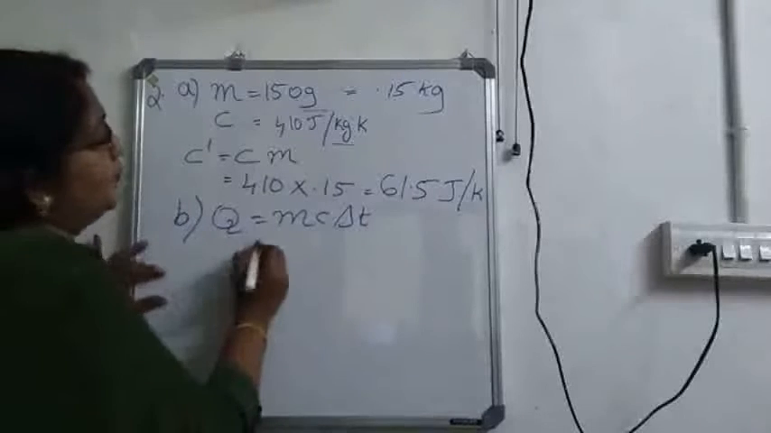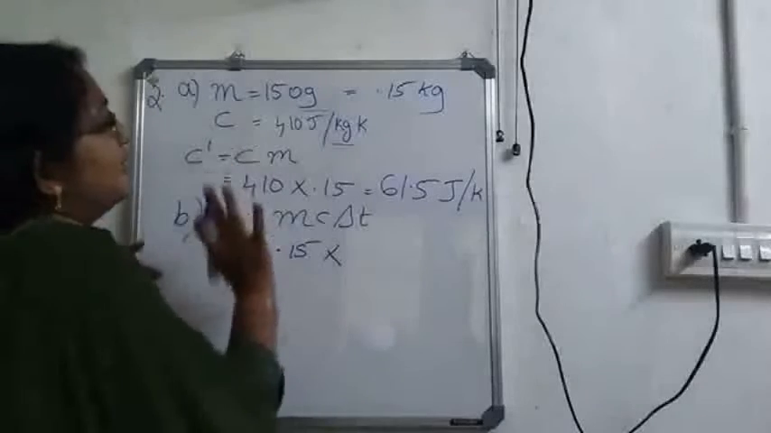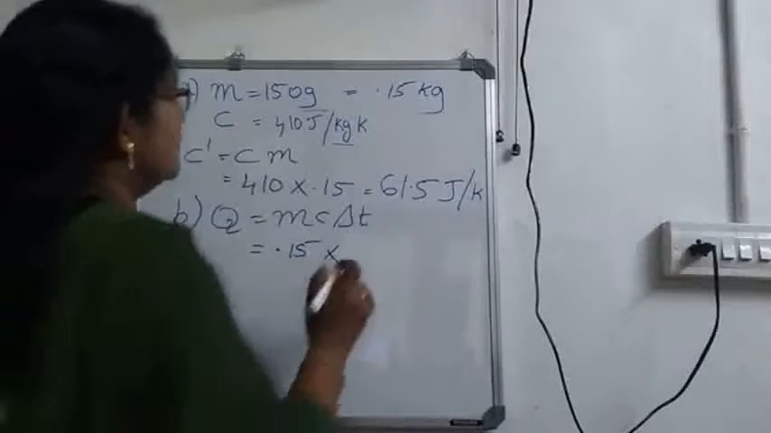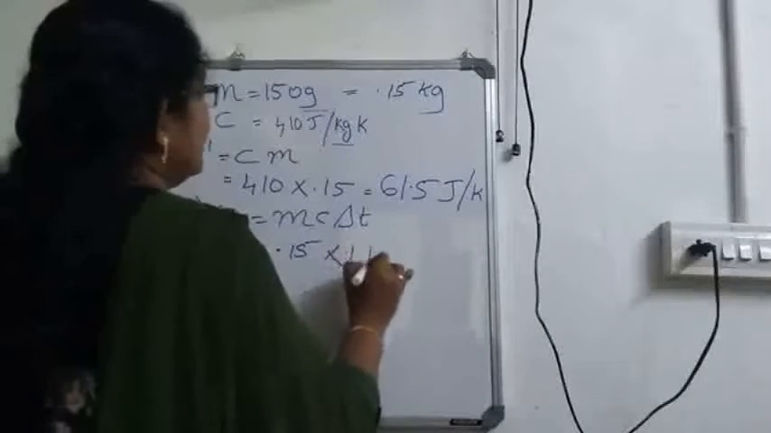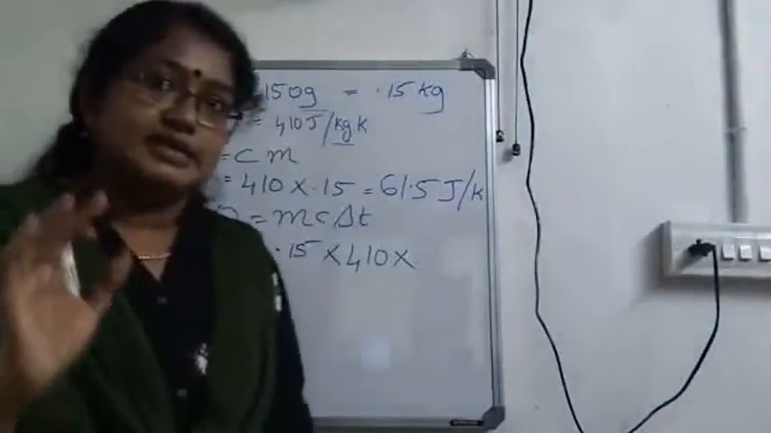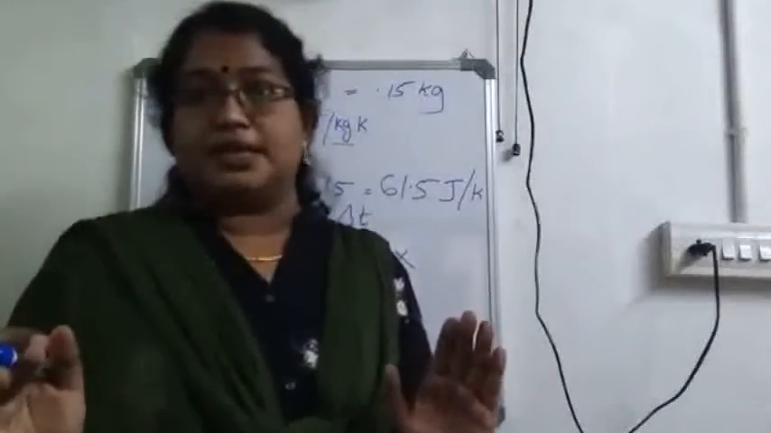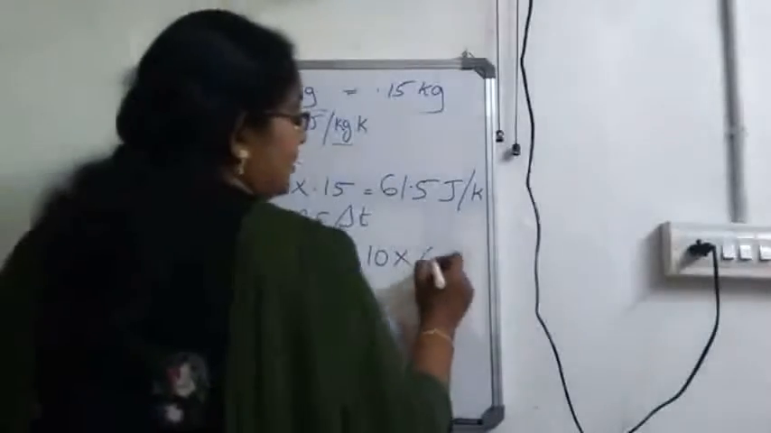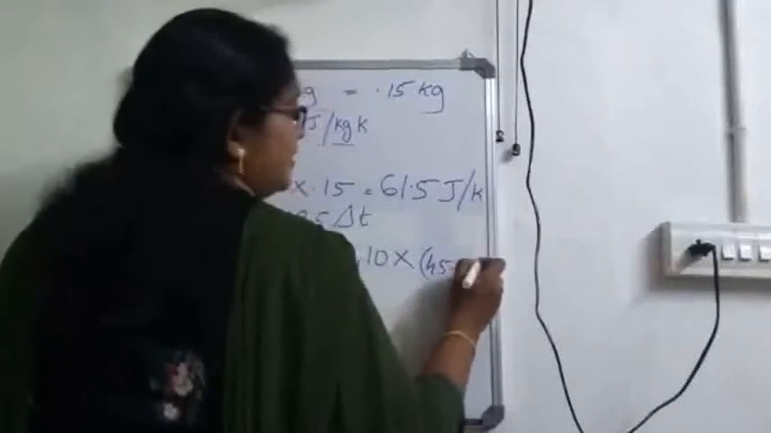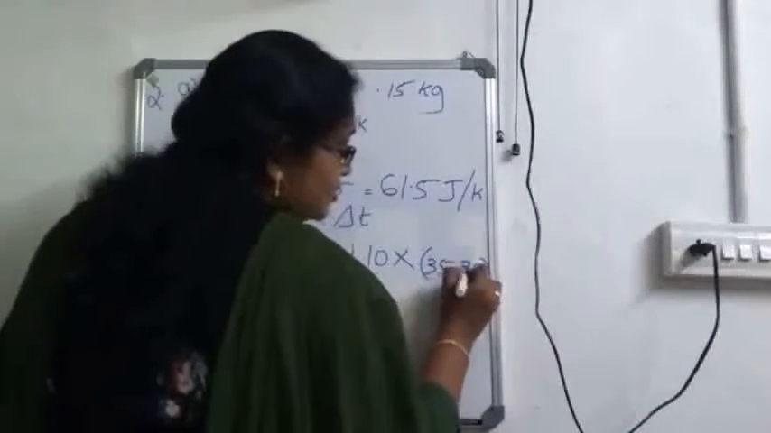When someone says Q, what should come to your mind? mc delta T. So how much is our mass? 0.15. How much is the specific heat? It is 410. Then temperature from 25 to 35 degrees. Delta T, I told you, is the rise in temperature. Initial temperature and final temperature will be given, and we have to subtract. Sorry, 25 and 35 are given here. So 35 minus 25.